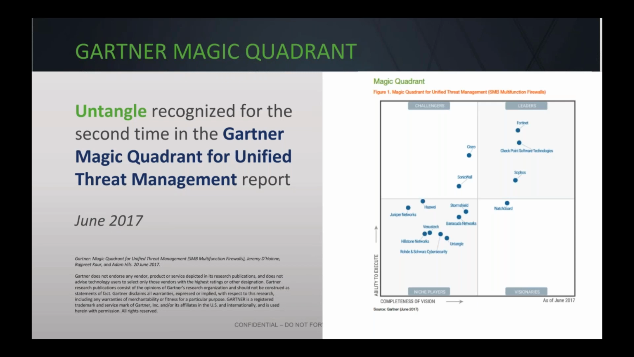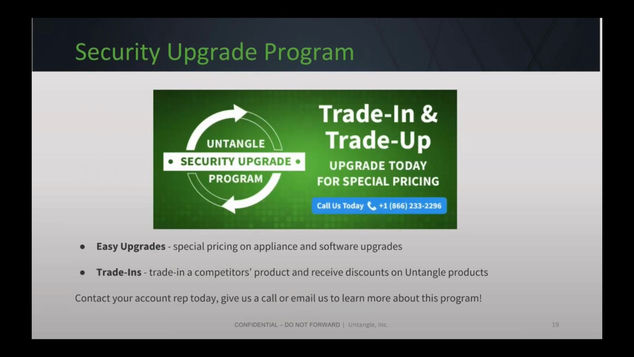Now, I just want to reiterate something. We're very proud that Untangle has been included in the Gartner Magic Quadrant for Unified Threat Management report for the second time in a row. For those of you who are not aware of Gartner, they are a leading research and advisory company. They provide guidance for every industry, so not just network security. We do offer this report on our website, so if you want to read it and see how they analyzed us and other companies in the industry, you can find that on our website.